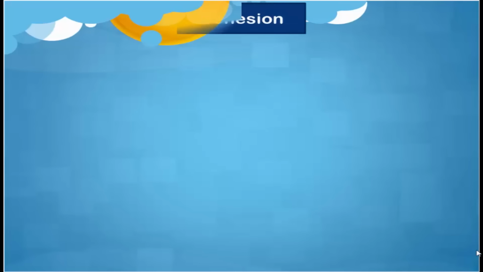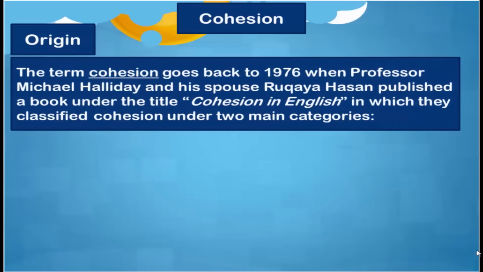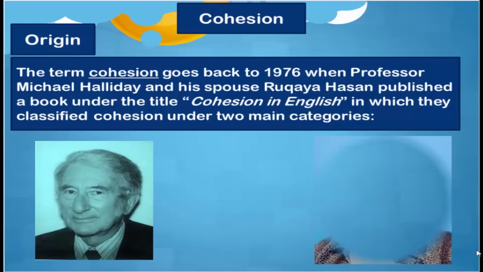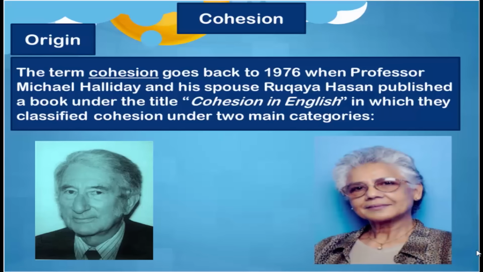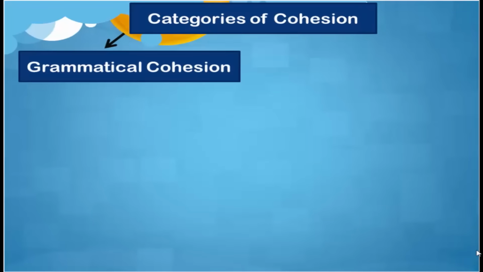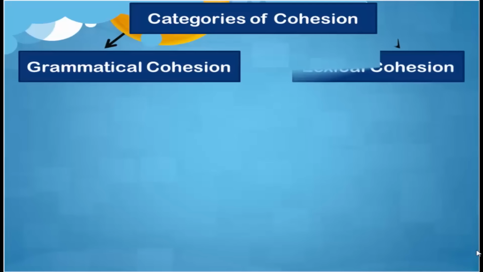Let's begin with the origin of the word cohesion. The word cohesion goes back to 1976 when Professor Michael Halliday, the Australian linguist, and his wife Ruqaiya Hasan published a book under the title Cohesion in English, in which they classified cohesion under two main categories. The first category is grammatical cohesion, and the second one is lexical cohesion.